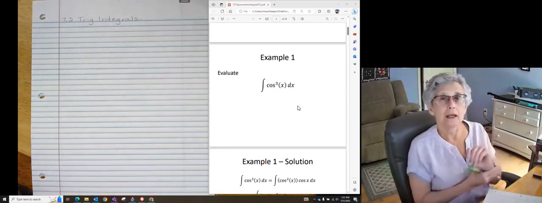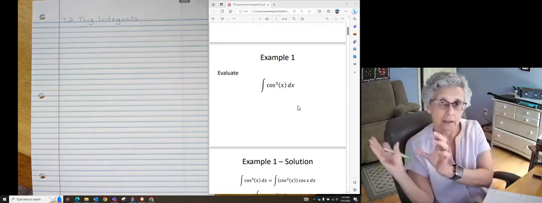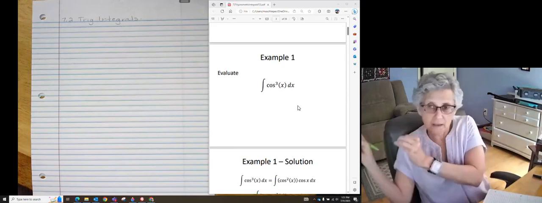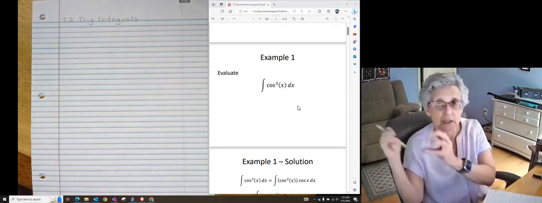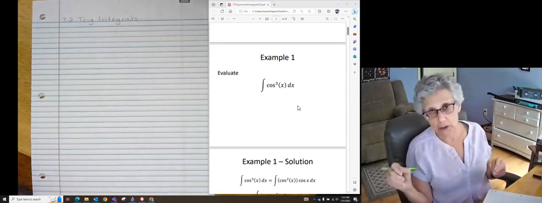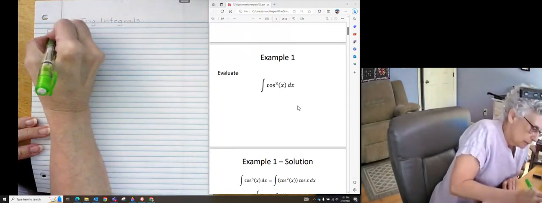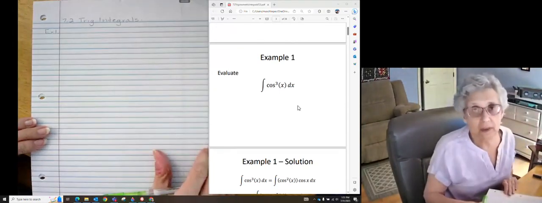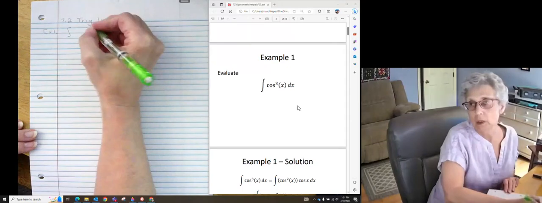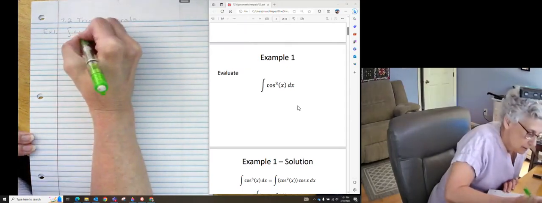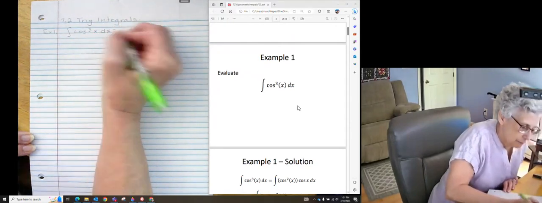Anytime you have an odd power, you can always isolate that one, stick it with the dx, and make that the du for your u substitution. So let's do an example, show you what I mean. You're going to use the Pythagorean identity over and over again in this section. So we have the integral of cosine cubed of x dx.